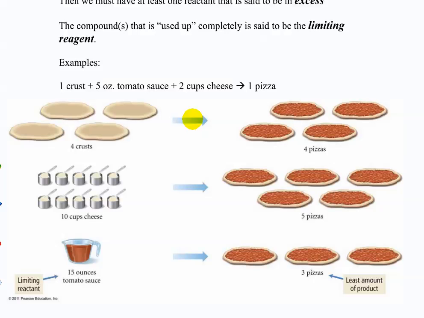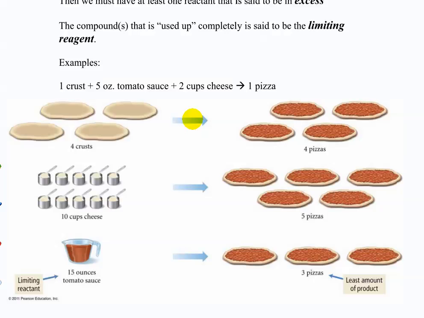Anyway, all right. So this is how you make pizza, if anybody knows this. It has 3 parts. It has the crust, the sauce, and the cheese. So let's say that every pizza requires 1 crust, of course, 5 ounces of tomato sauce, and 2 cups of cheese. If you don't have that much of those things, you can't make a whole pizza.